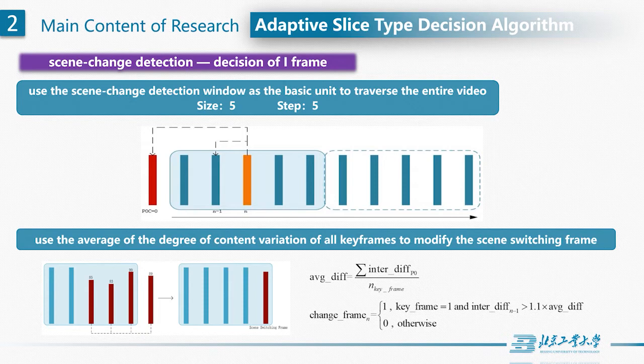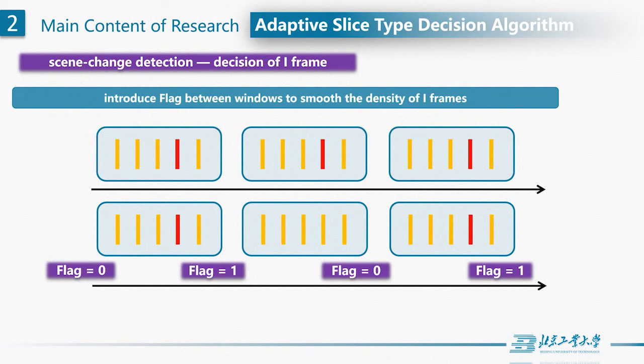In each detection, the previous frame of the current frame and P0 outside the detection window are taken as the reference frames, and we calculate the degree of interframe content variation. After the 5 frames in the detection window are detected successively, there are 3 possible scenarios for the number of keyframes. So, we use the average of the degree of content variation of all keyframes to modify the scene switching frame. In addition, considering that frequently inserting I-frames will result in a sharp increase in bitrate, we introduce a flag between windows to smooth the density of I-frames.